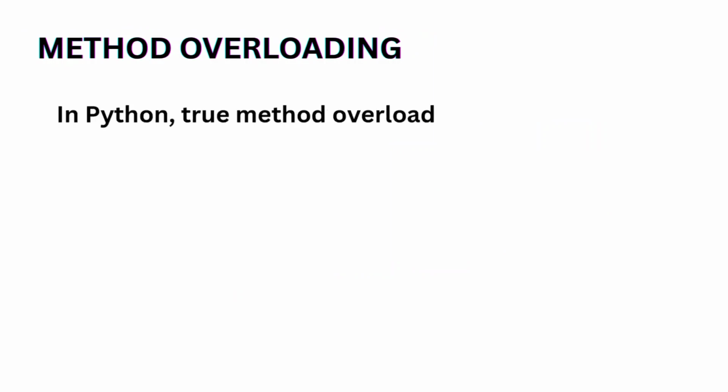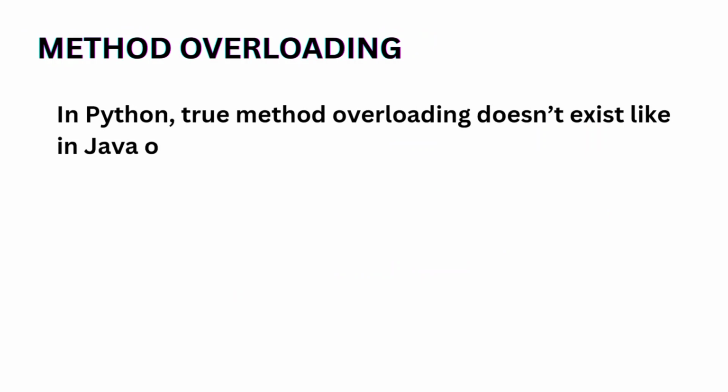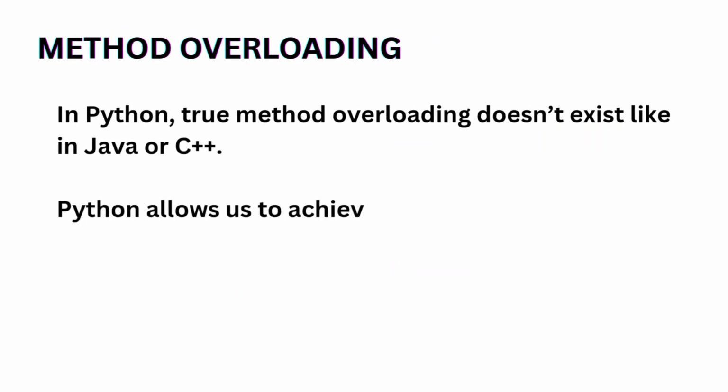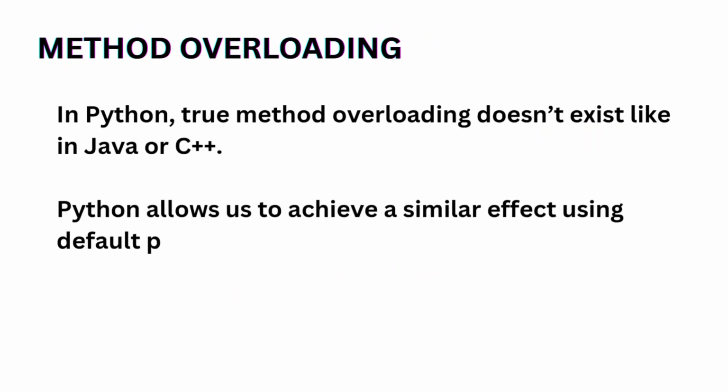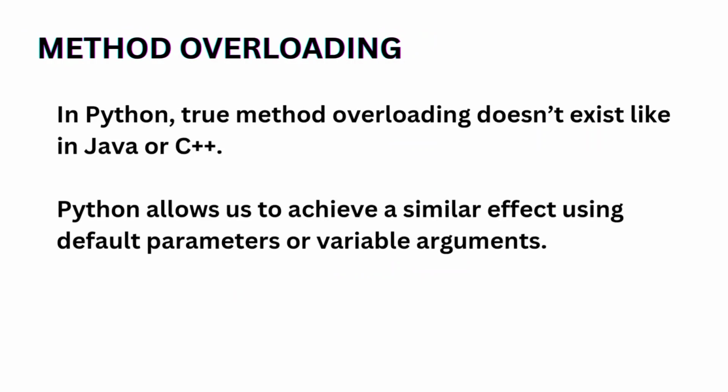Now let's move on to method overloading, one of the coolest features. In many programming languages, method overloading means having multiple methods with the same name but different parameters. However, in Python, true method overloading does not exist like in Java or C++. Instead, Python allows us to achieve a similar effect using default parameters or variable arguments.